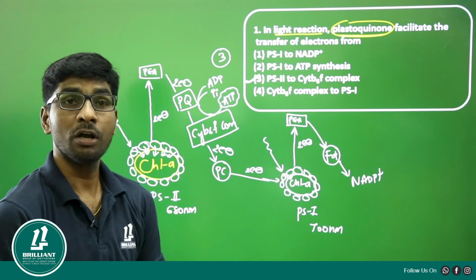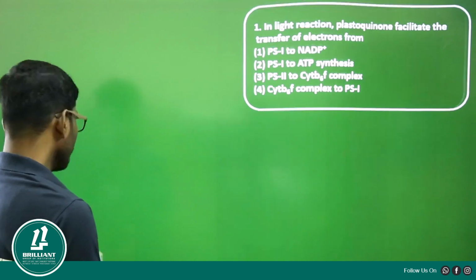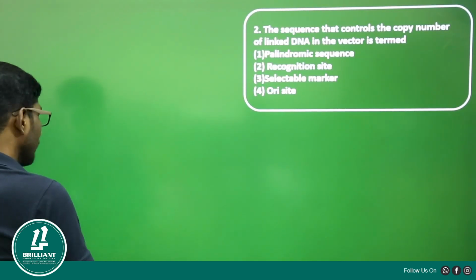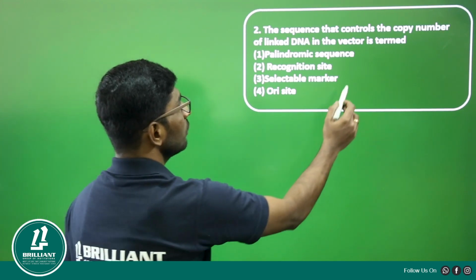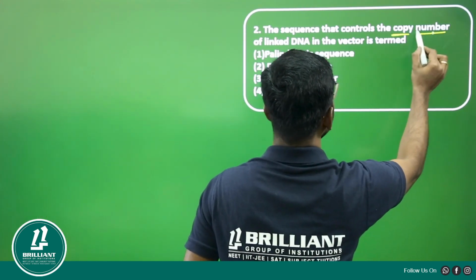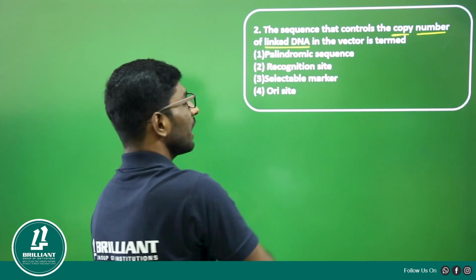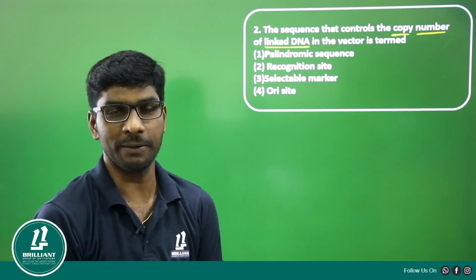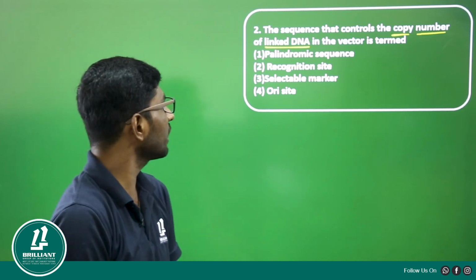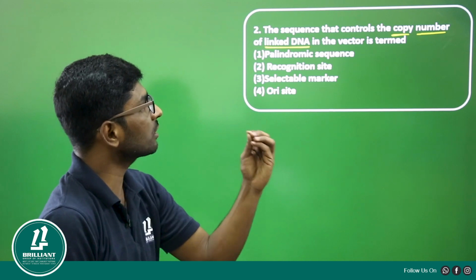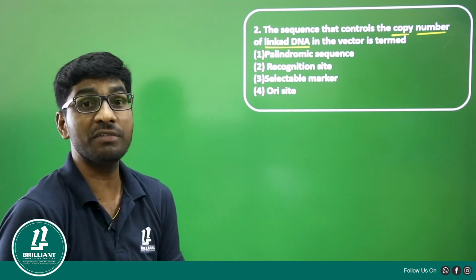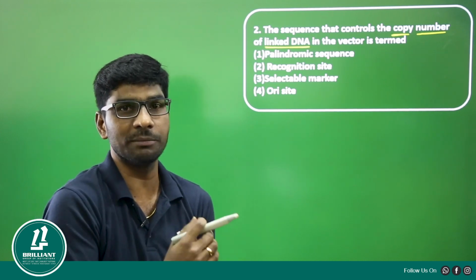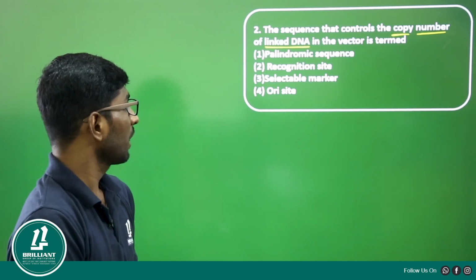Answer 3. Look at the next question. The sequence that controls copy number of linked DNA. This question is from the chapter called Biotechnology, 12th grade. Look at what they're asking. The sequence that controls the copy number of linked DNA in the vector is termed, option 1.